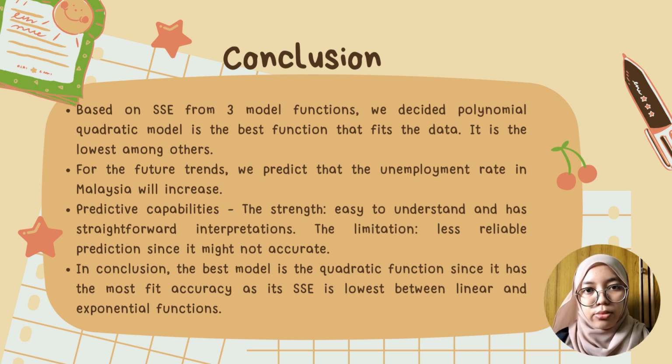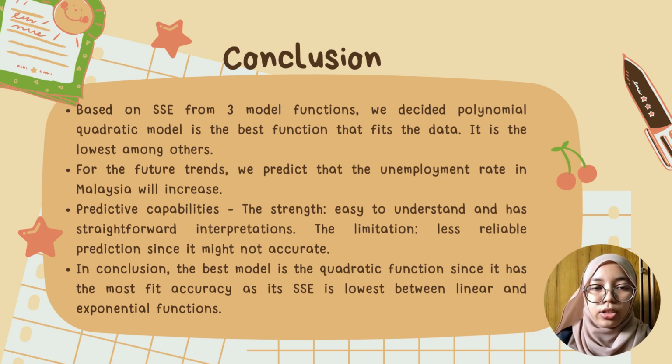For the future trends, we predict that the unemployment rate in Malaysia will increase. As we can see, the function in the model suits the data better than other functions. This function has a wide range of curvature types, which allows it to fit data patterns that may not be adequately captured by linear models. We made the prediction that it will increase as the quadratic model is easy to understand and has straightforward interpretations in terms of curvature and the direction of the relationship.